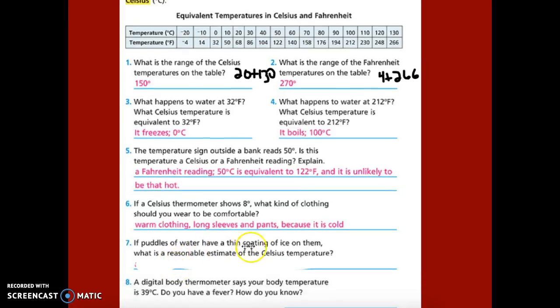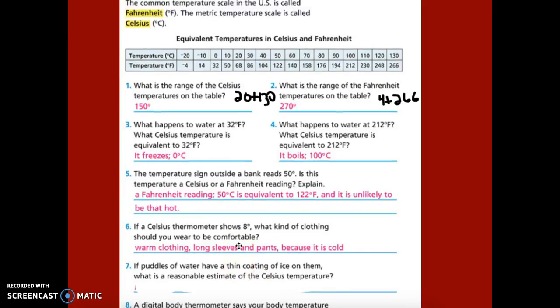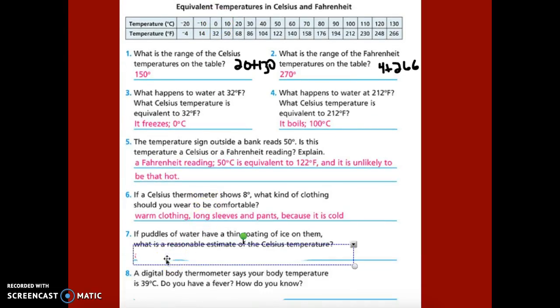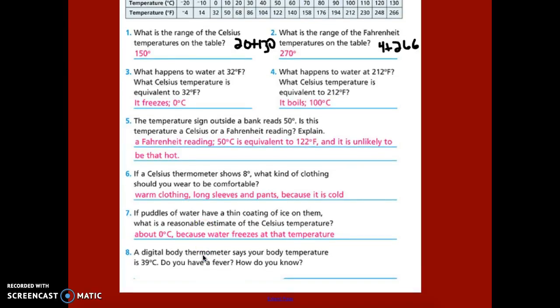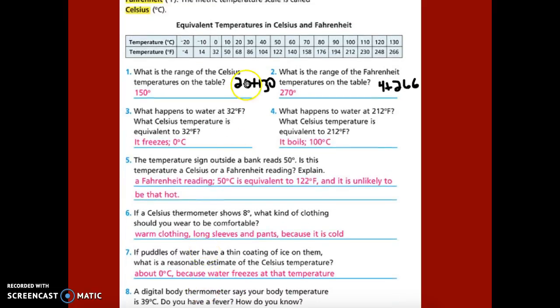If a puddle of water has a thin coating of ice on it, what is a reasonable estimate for a Celsius temperature? So remember we said that water freezes at 32 degrees Fahrenheit. What's a good estimate for the Celsius temperature? Well, it would have to be about 0 degrees, right? Because that's when it freezes. So we can use those two to convert. What about this one? A digital body thermometer says the body temperature is 39 degrees Celsius. So Celsius, 39 degrees, right about here. So this is our temperature right here.